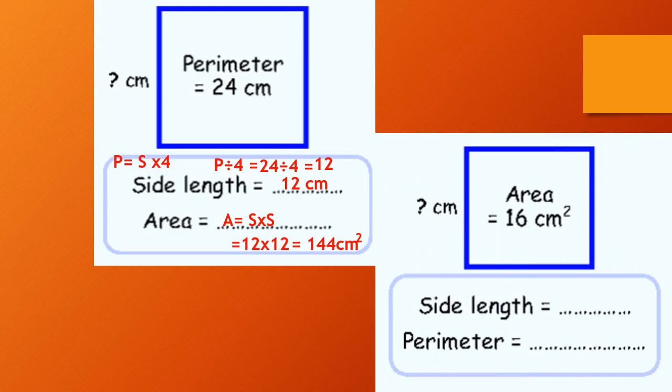The area of the square is 16 centimeters squared. So the area equals side by side. So 16 equals what by what? Equals 4 by 4. So the side length of this square equals 4 centimeters. The perimeter of this square is side by 4. 4 by 4 equals 16 centimeters.